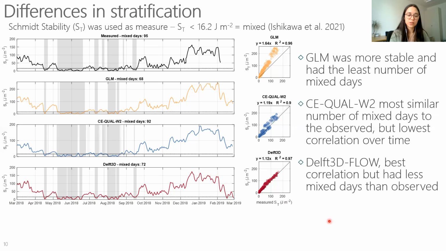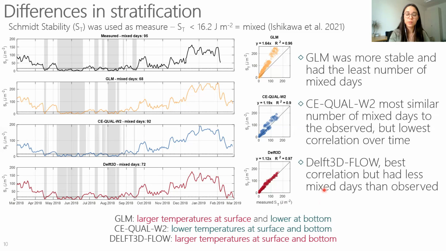We also compared the average temperatures at surface and bottom. We could see that GLM had larger temperatures at the surface and lower at the bottom, which explains the more stable stratification. And this is due to the simplification in space. So GLM does not represent the far bay that is warming the inflowing water. So the bottom temperatures are in general lower, which increases stability.